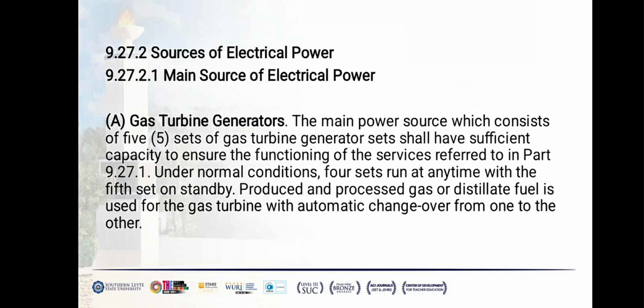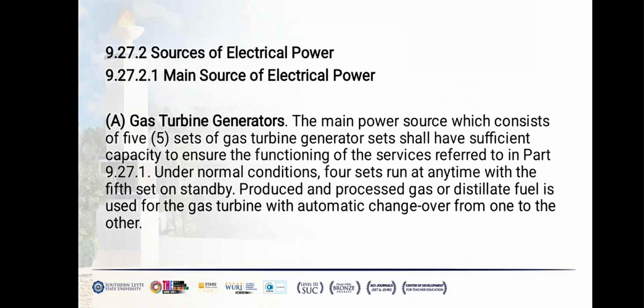Sources of electrical power. Main source of electrical power. A. Gas turbine generators. The main power source, which consists of 5 sets of gas turbine generator sets, shall have sufficient capacity to ensure the functioning of the services referred to in the part under normal condition. 4 sets run at any time with the 5th set on standby.